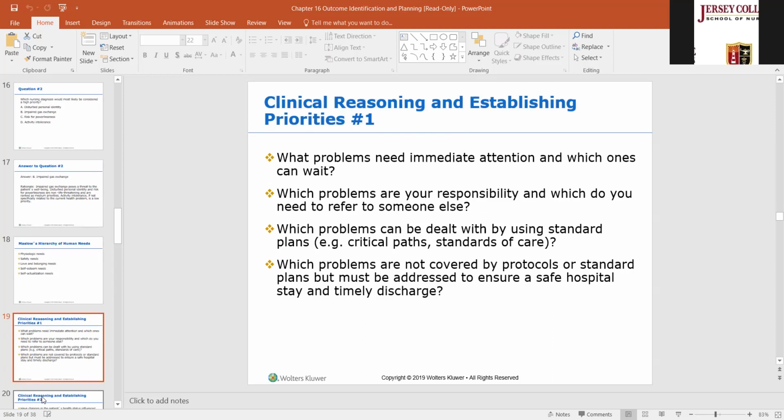So what problems need immediate attention? What do I need to fix right now? What can wait? What is your problem and what should you be referring out to someone else? What problems can be dealt with by using a standard plan? So let's say you have a standardized care plan in your facility. Does it fit your patient's needs? Don't make your patient's needs fit the care plan. Make the care plan fit your patient's needs. Which problems are not covered by protocols or standards?